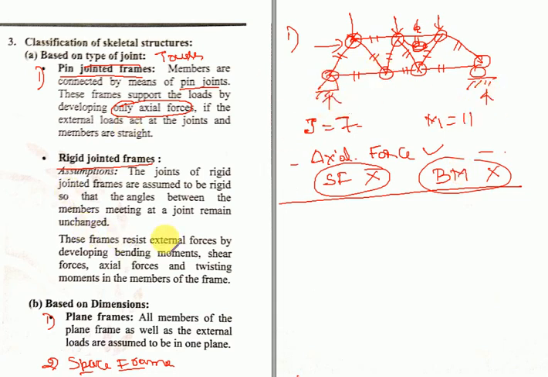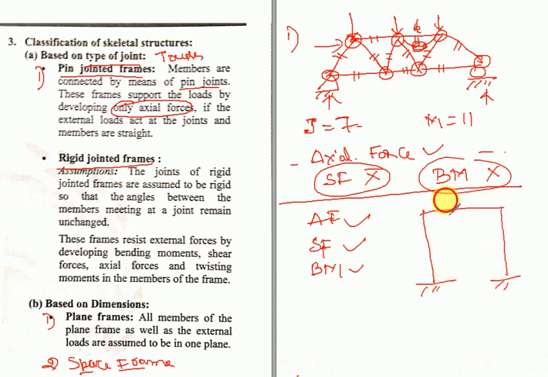Then coming to the rigid jointed frames, in this rigid jointed frame, axial force, shear force and bending moment, all the things are generated. Let me draw one frame here, let it be fixed. If you apply any load here, it gets deformed like this. That is the reason axial force is also developed, shear force is also developed, and bending moment is also developed. These frames resist external forces by developing bending moment, shear force, axial force and twisting moment.